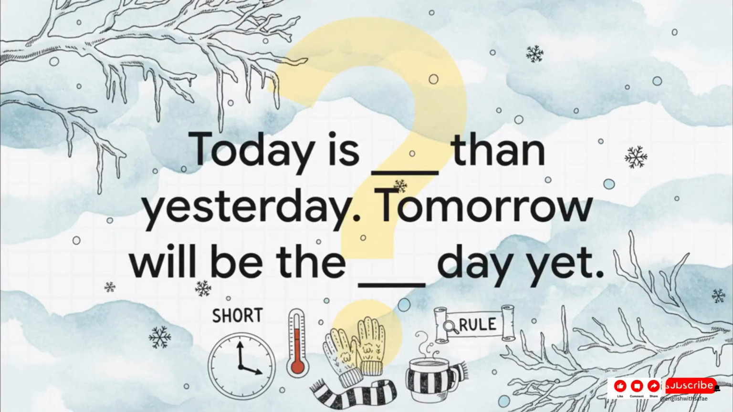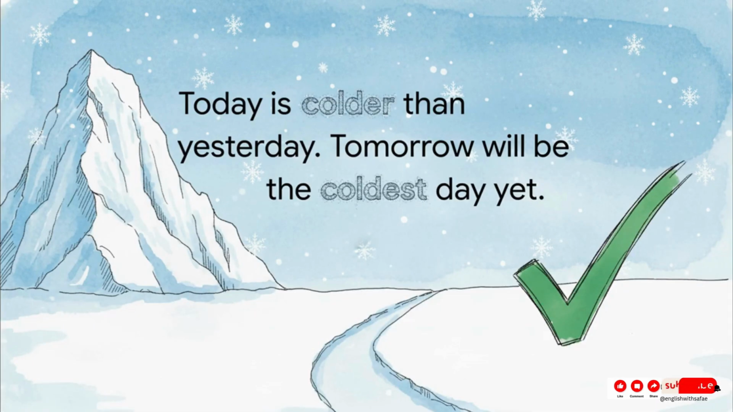The adjective is cold. Now, think about our rules. Is it a short word or a long one? Which pattern does it follow? I'll give you a second to think it over. And there it is, colder and coldest. Cold is a classic one-syllable word, so it gets the simple er and est endings. Fantastic job if you got that one.